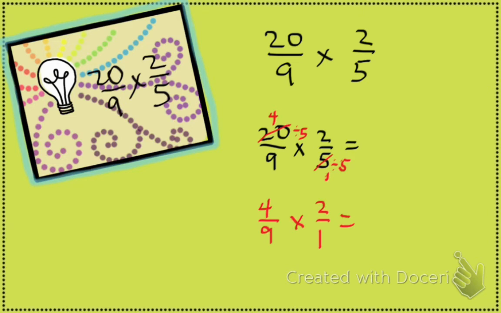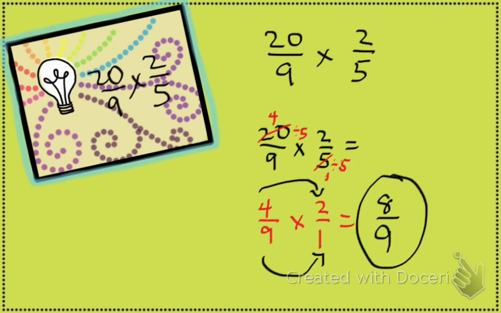Now we can multiply across our numerators. So 4 times 2 equals 8, and multiply our denominators. 9 times 1 equals 9. So this is our final answer, 8/9.